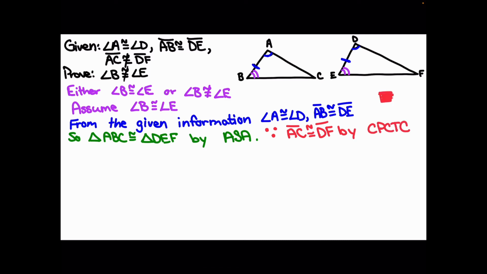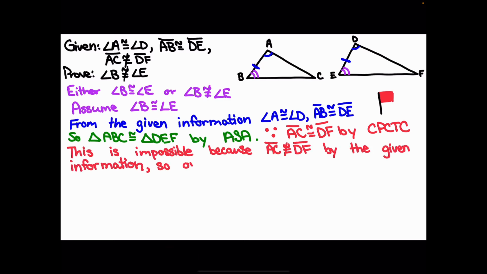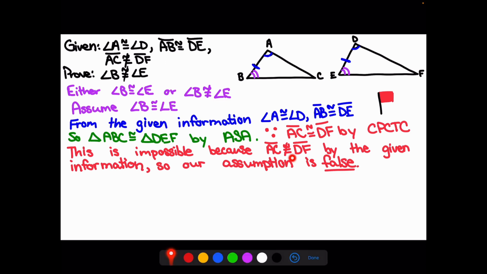However, this is a giant red flag for us. These two segments are congruent by CPCTC, because if the triangles are congruent, then the corresponding parts are congruent. But this is a big red flag. The reason for this is because in our given information, it clearly says that AC is not congruent to DF. So this is a contradiction. This is our contradiction, which makes this impossible. So because AC is not congruent to DF from our given, our assumption is false.